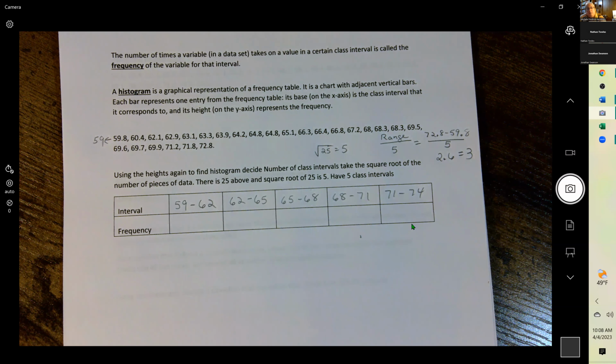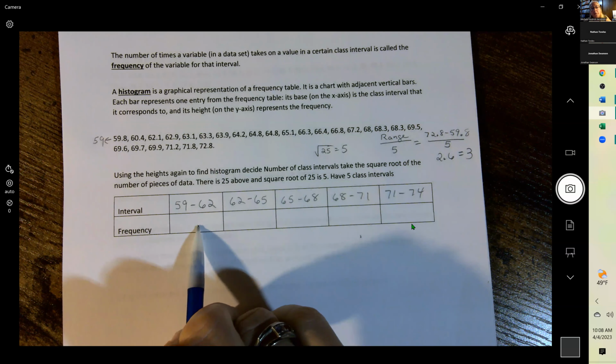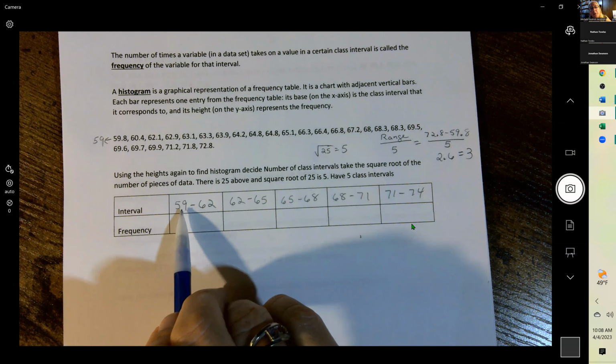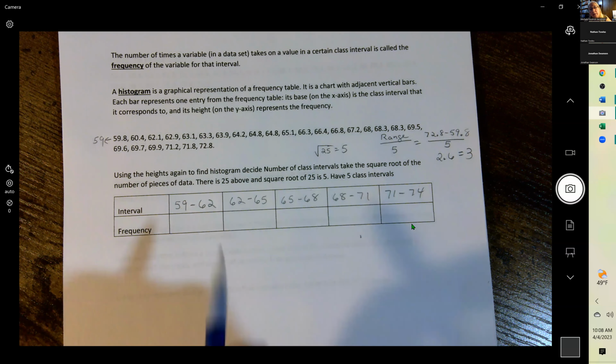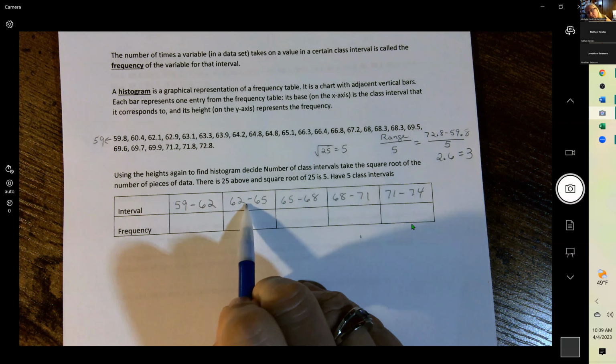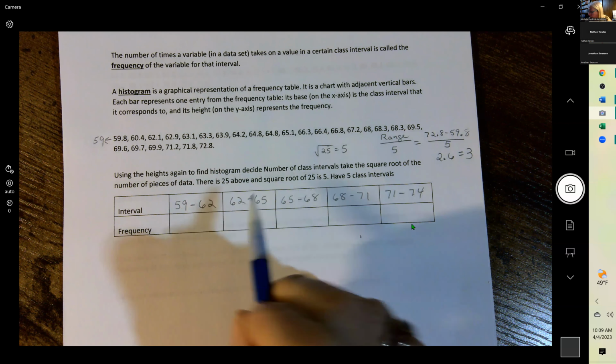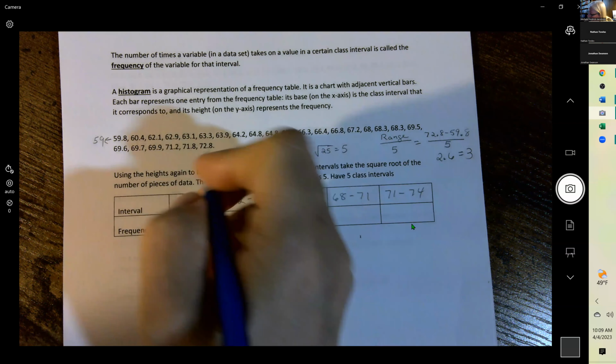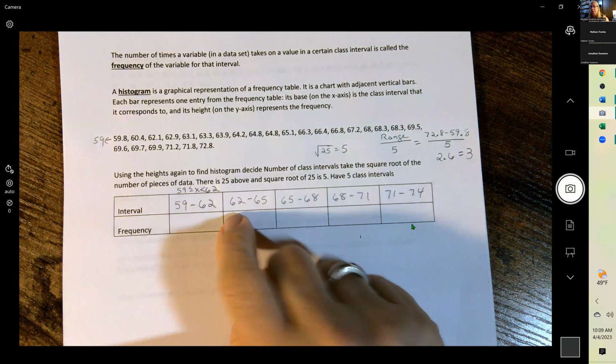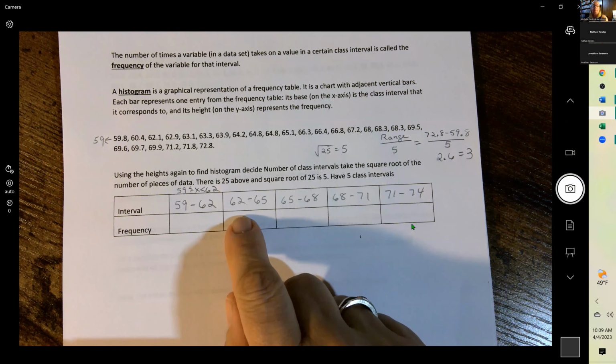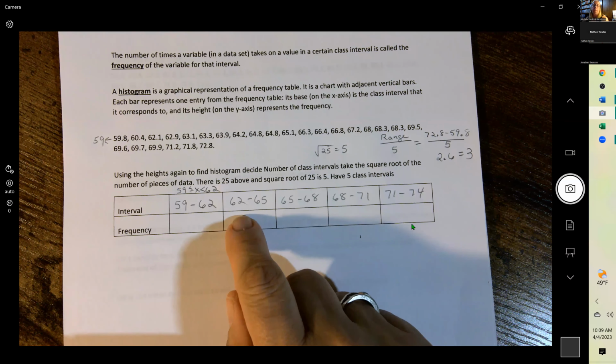Any questions? Now, when you're finding your values, this group or frequency is 59 up to, but not including 62. 62 goes into this one. If you want, you could think of it as 59 less than or equal to x less than 62. The 62 is in the next one. So there's 2.